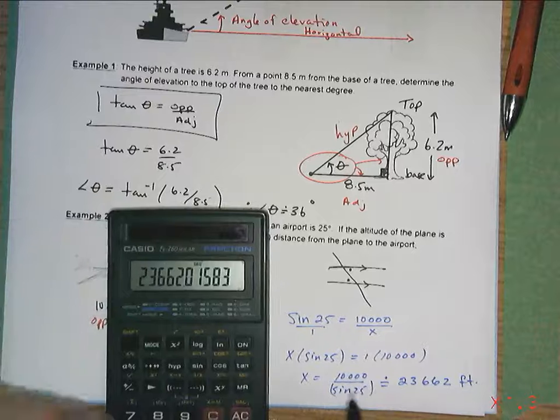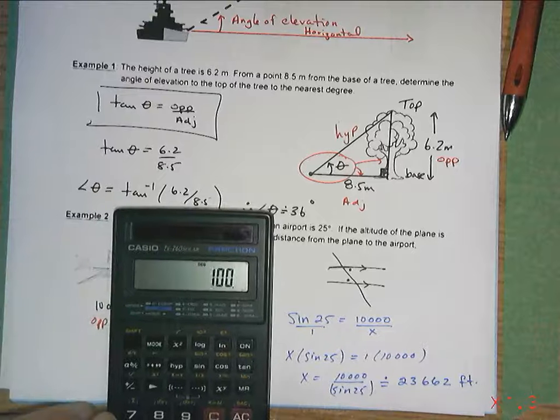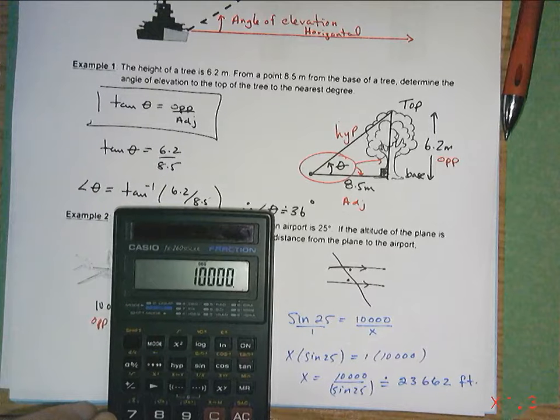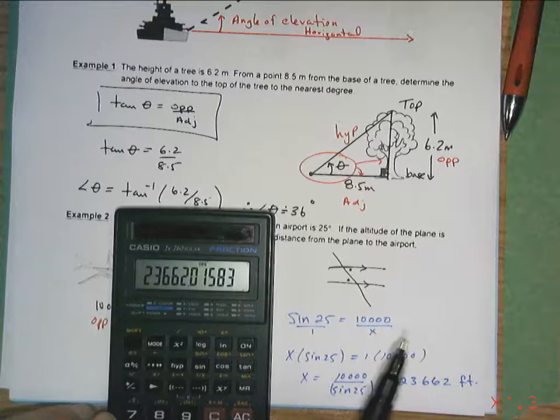Now let's see how I did that again. So we had 10,000 divided by 25 sine. That's not the answer. That's the decimal for 25 sine. I have to hit equal, so it does 10,000 divided by that decimal, and I get my answer.